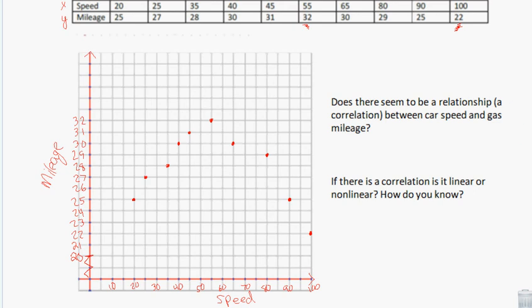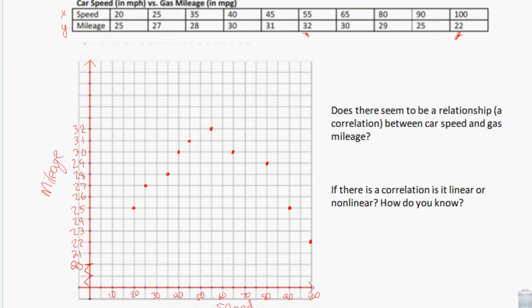So remember, we do a scatter plot to see if there's a correlation. Remember, a correlation means that we see a path to our points. Do you agree that there is a path that's going upward and then downward? I think that there is a correlation because there is a path that these points are following. So does there seem to be a relationship or a correlation between car speed and gas mileage? The answer is yes. There is a clear path.